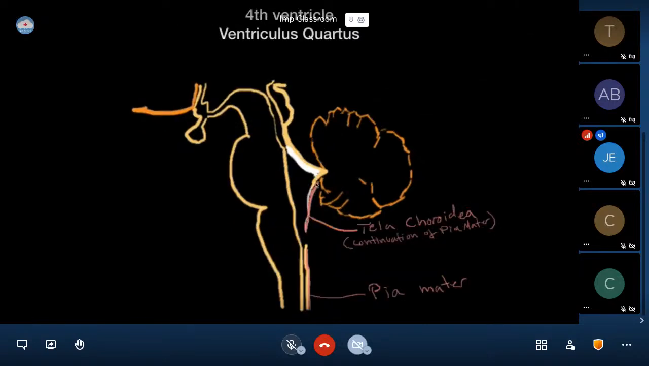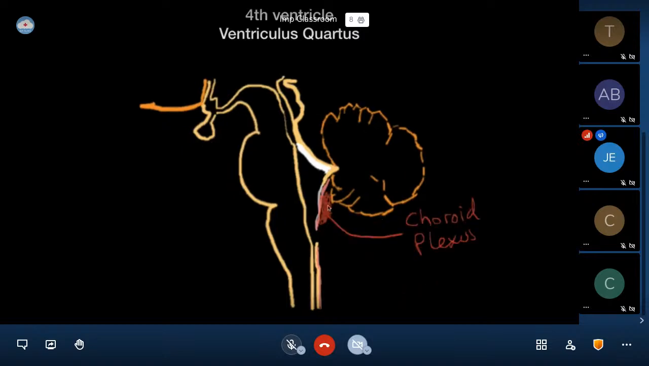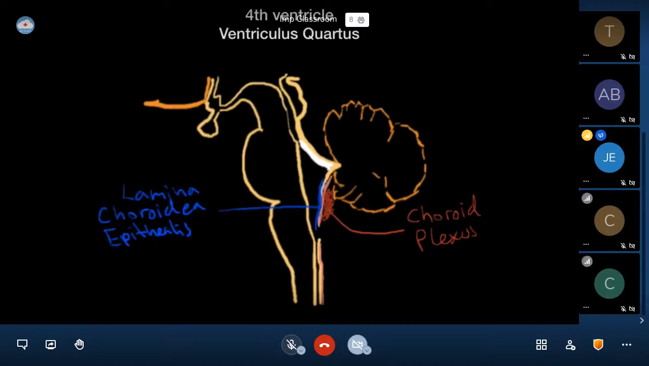The inferior roof of the fourth ventricle is going to have this structure right here, and it's also going to have the choroid plexus. The choroid plexus is going to produce the cerebrospinal fluid, and this one is protected by a layer called the lamina choroidea epithelialis. Now, remember, this is just a sketch of the structures, just to give you a little idea of how the structures are situated in the fourth ventricle. In real life, it's a little more complex than that.